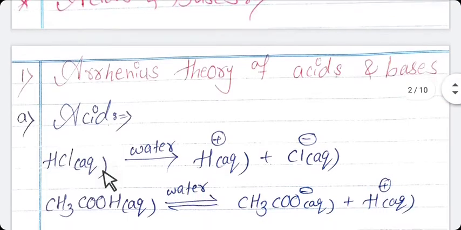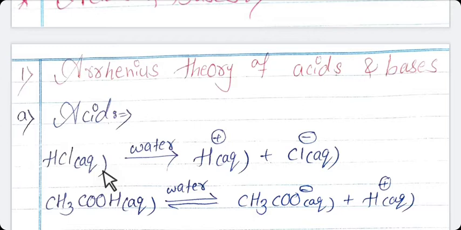See the example. HCl is a strong acid. AQ means aqueous, or dissolved in water. The substance which is strong is represented by a single-headed arrow. HCl is a strong acid, that's why we are using a single-headed arrow here. It contains hydrogen and gives H plus ion in the aqueous solution. It means it is an acid according to Arrhenius theory.